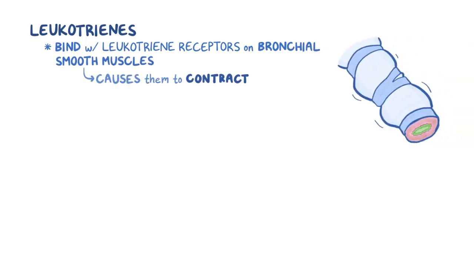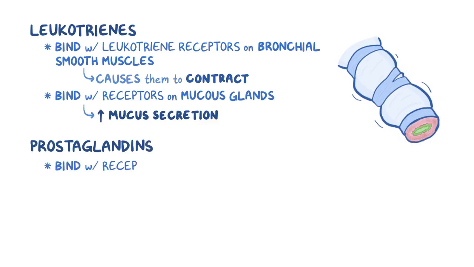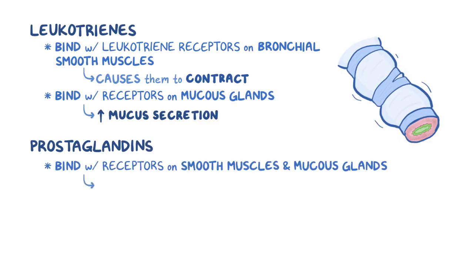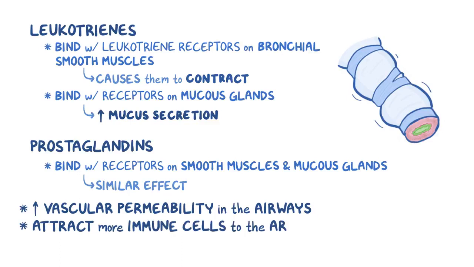Leukotrienes bind with the leukotriene receptors on the bronchial smooth muscles and cause them to contract. They also bind to receptors on the mucus glands to increase mucus secretion. Similarly, prostaglandins also bind to their receptors in smooth muscles and mucus glands to cause a similar effect. These mediators also increase the vascular permeability in the airways and attract more immune cells to the area.